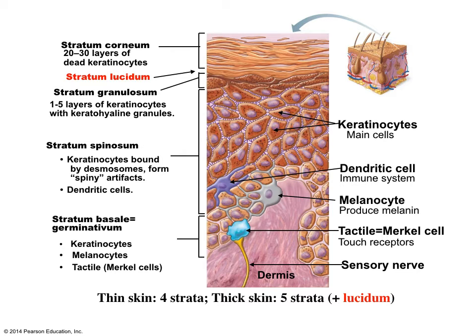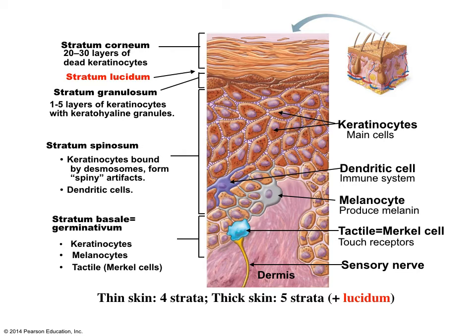Next, we have the stratum granulosum. Here, it's only keratinocytes that are found, and these keratinocytes are now filled with keratohyalin granules, which will then transform into the waterproofing keratin. You'll notice that in red would be the stratum lucidum. Stratum lucidum is that 5th stratum that is present in thick skin only.